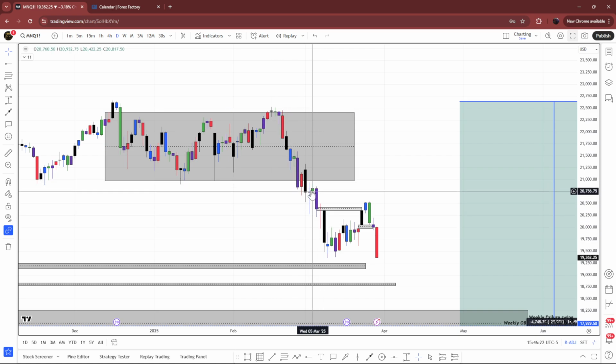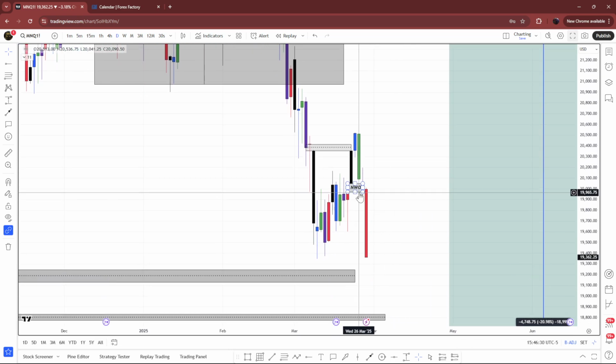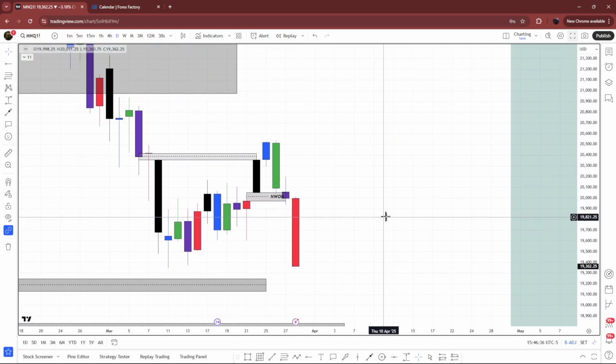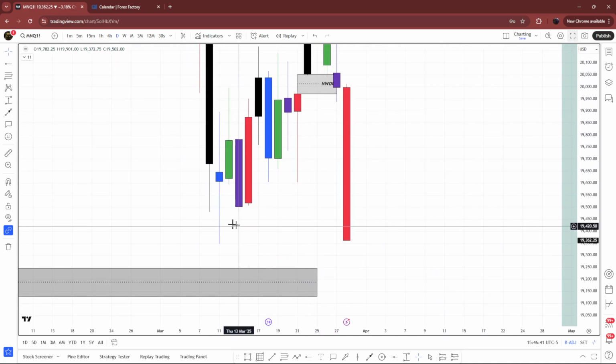And then on the way down, look at all these wicks. There's no fair value gaps in here. The only imbalance that was left in the daily was the gap down from Friday to Monday, a new week opening gap. So after the consolidation, these aren't price reversal patterns. It's very wicky. It's a lot of candles covering each other, but really not making an extensive push upwards.